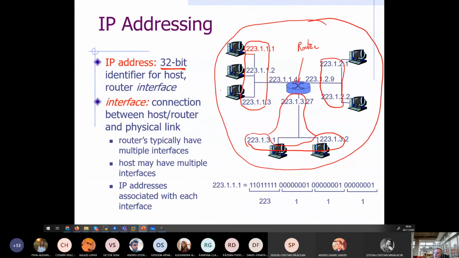Okay, so let's stop here, because I want to show you in the remaining 5 minutes something that you can use from your lab. Let's stop with the idea that we need an identifier in order to communicate between computers. That's the IP address. Then we have the thing which is called interface or network interface. That's the connection between a host, router, and the physical link. The network adapter, the network card, is the thing that connects your cable or your Wi-Fi to your computer.